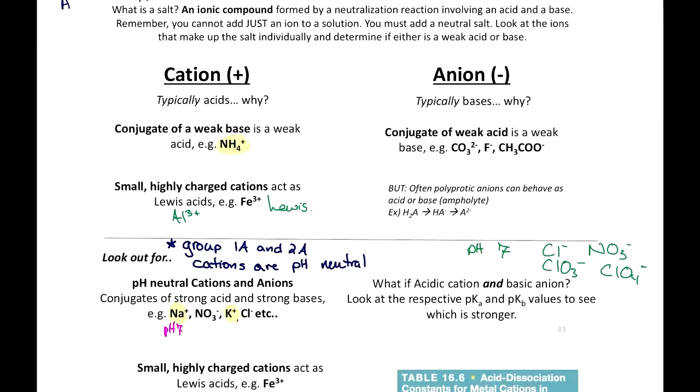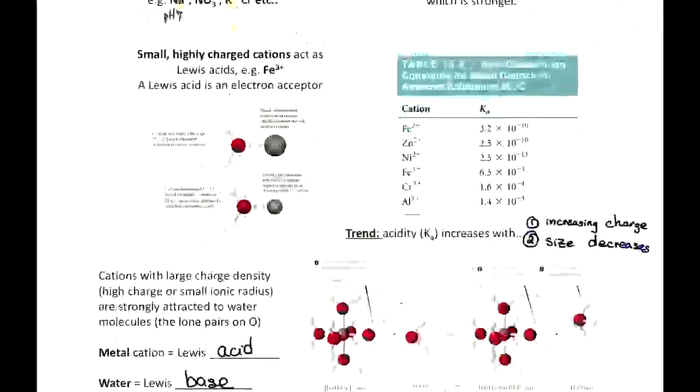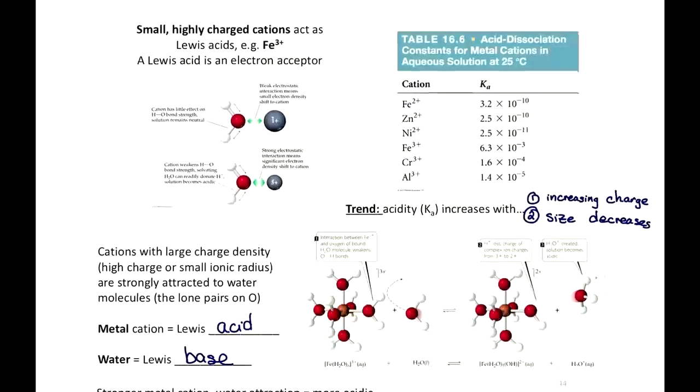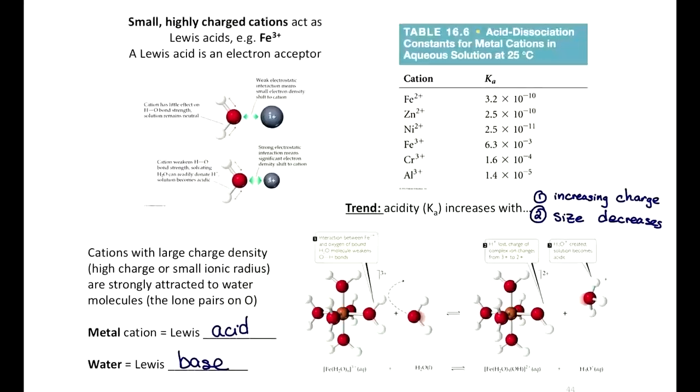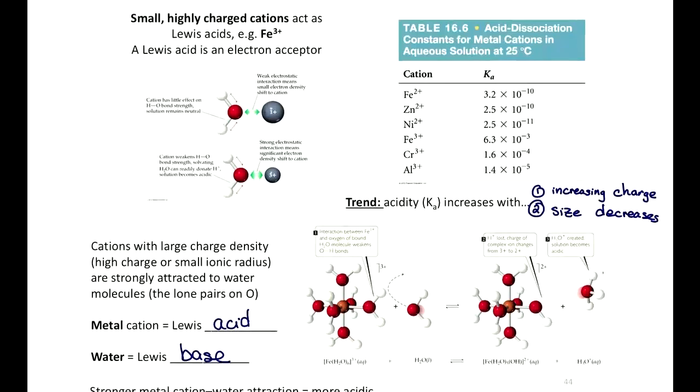The new thing here is another class of acids, Lewis acids, that fall in the cation place here. And this is why things like iron 3+ and aluminum 3+, these cations, are actually slightly acidic when you put them into water. So let's remind ourselves about Lewis acids and bases.